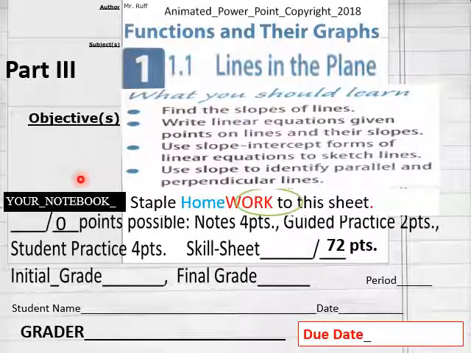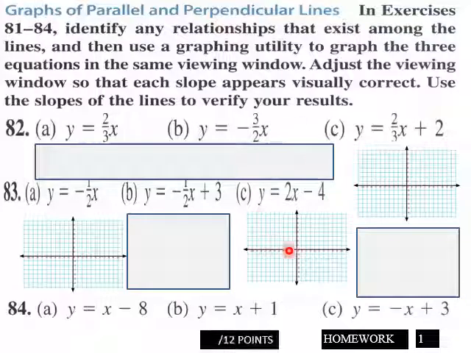1.1 Lines in a Plane, notebook 0, part 3 of your homework. 72 points on your homework sheet today, students. And page 1, identify any relationships that exist among the lines, and use a graphing calculator to graph the three.